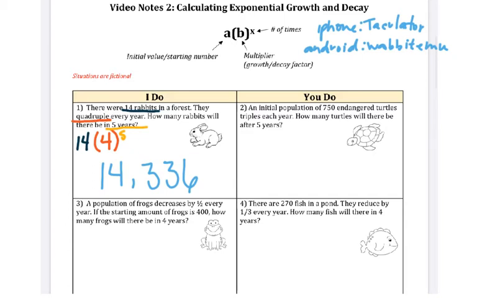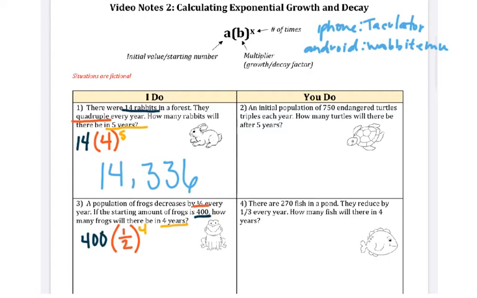Number 3, a population of frogs decreases by 1/2 every year. If the starting number of frogs is 400, how many frogs will there be in 4 years? Okay, so my starting number is that in this population there are 400 frogs. My multiplier is that they're being cut by 1/2 every year. The question is, how many will there be after 4 years?